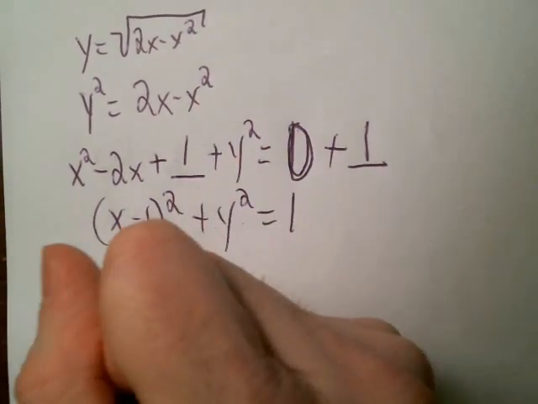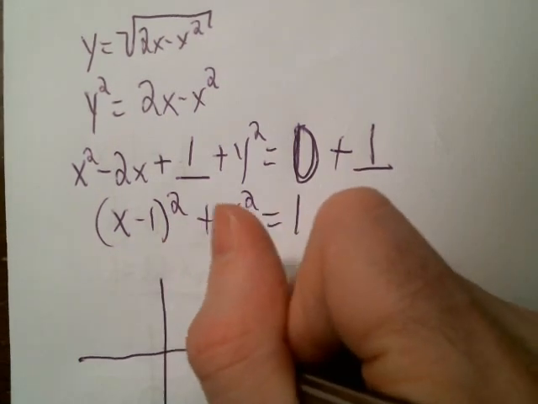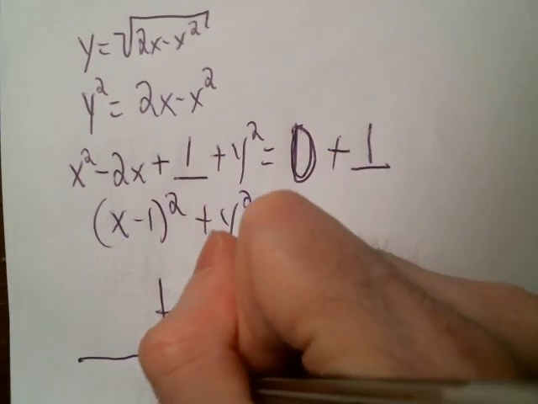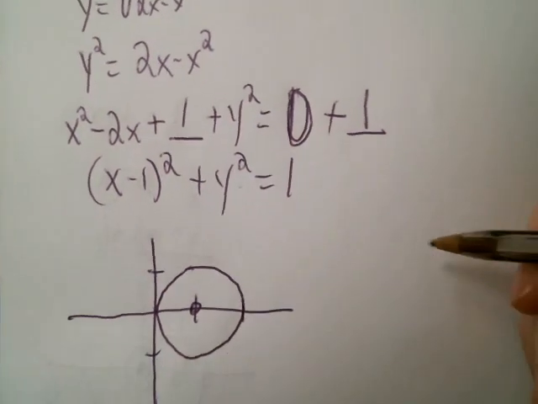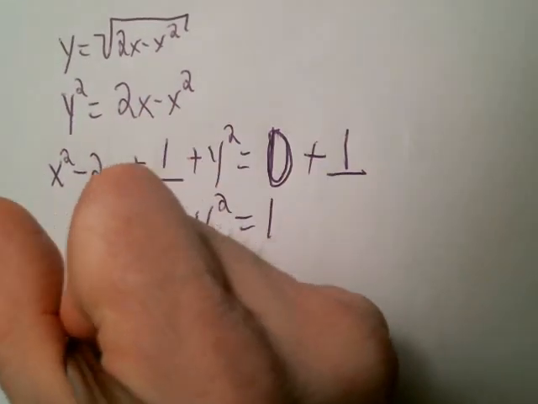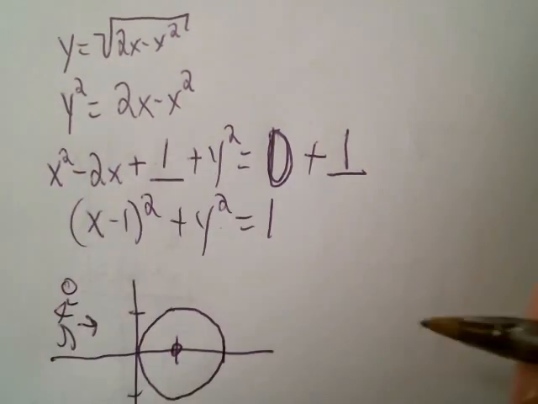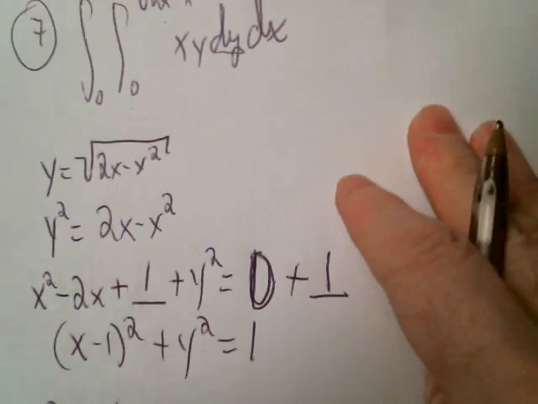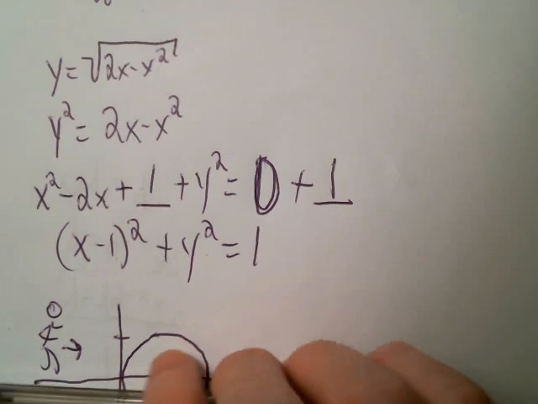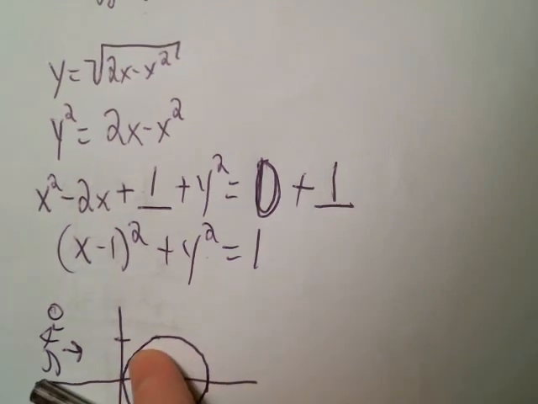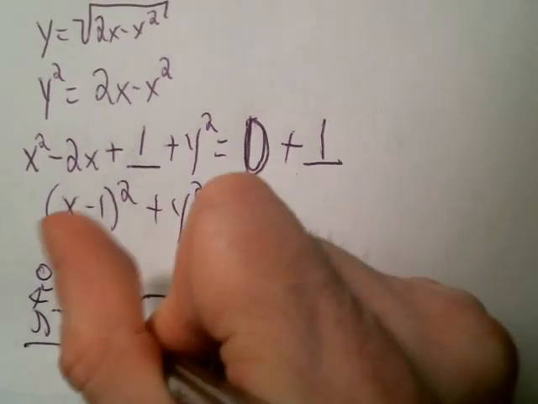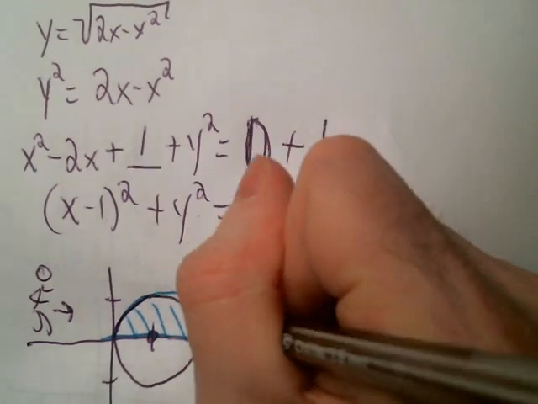So let's draw that out. The point 1, 0 is right here. It has radius 1, so it's going to look like this. Our integral is a traditional orientation, so the Riemann-Man is going in this direction. It's going from y equals 0, which is the x-axis, to y equals square root of 2x minus x squared, which is the upper part of the semicircle.